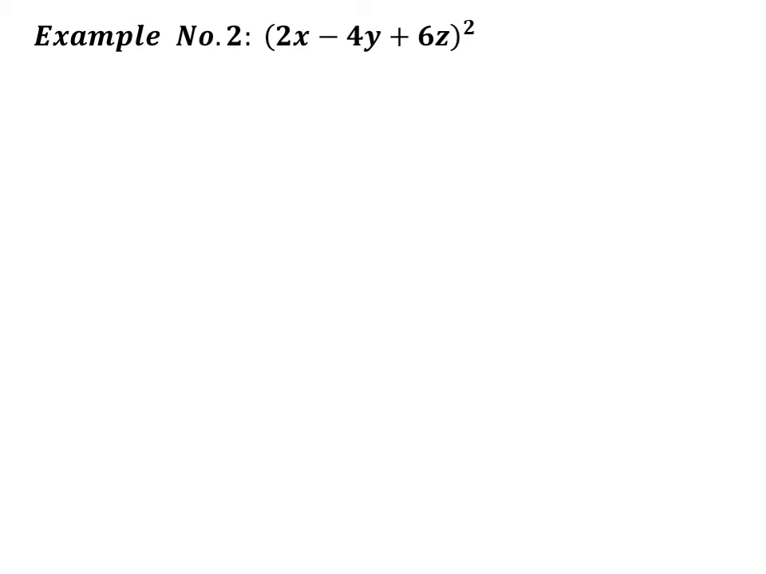And for our second example, what is the square of 2x minus 4y plus 6z? Again, for step number 1, we need to square the first term. The first term of the trinomial is 2x. What is then the square of 2x? The square of 2x is equal to 4x squared. 4x squared will be the first term of our final answer.